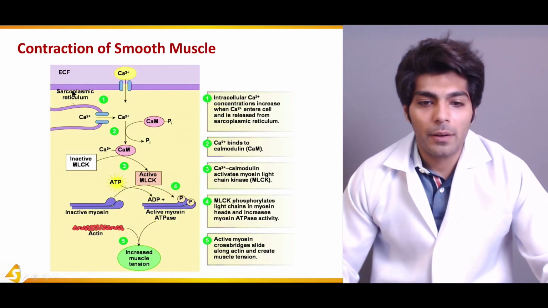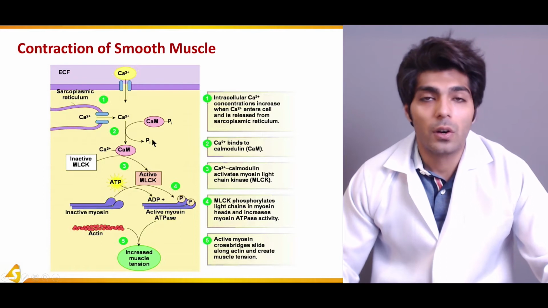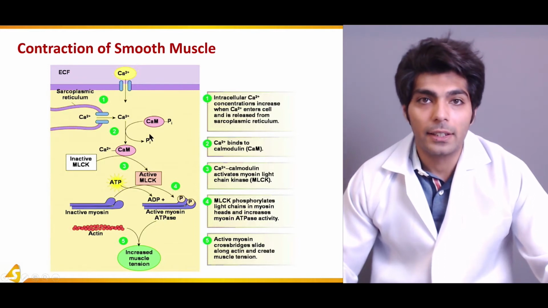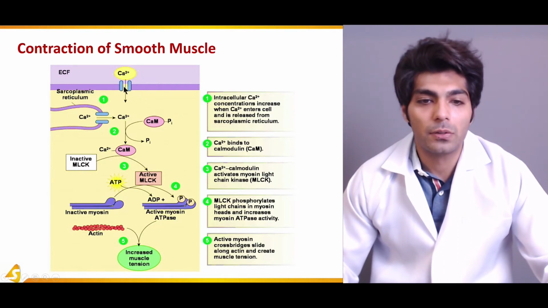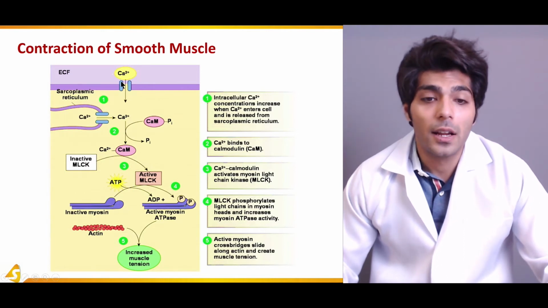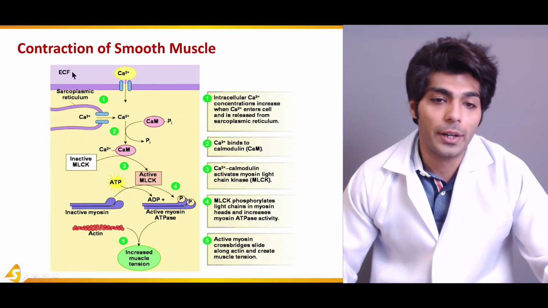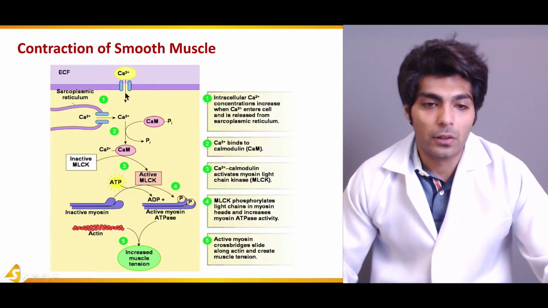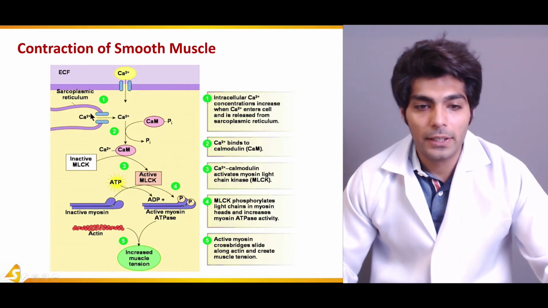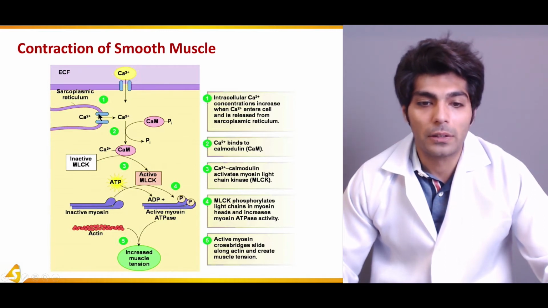Here's a diagram showing the entry of calcium, the phosphorylation of the myosin head, and the contraction of the smooth muscle. Calcium ions are in higher percentage in the extracellular fluid, so they enter through the receptors at the sarcolemma, and they also get released from the sarcoplasmic reticulum.